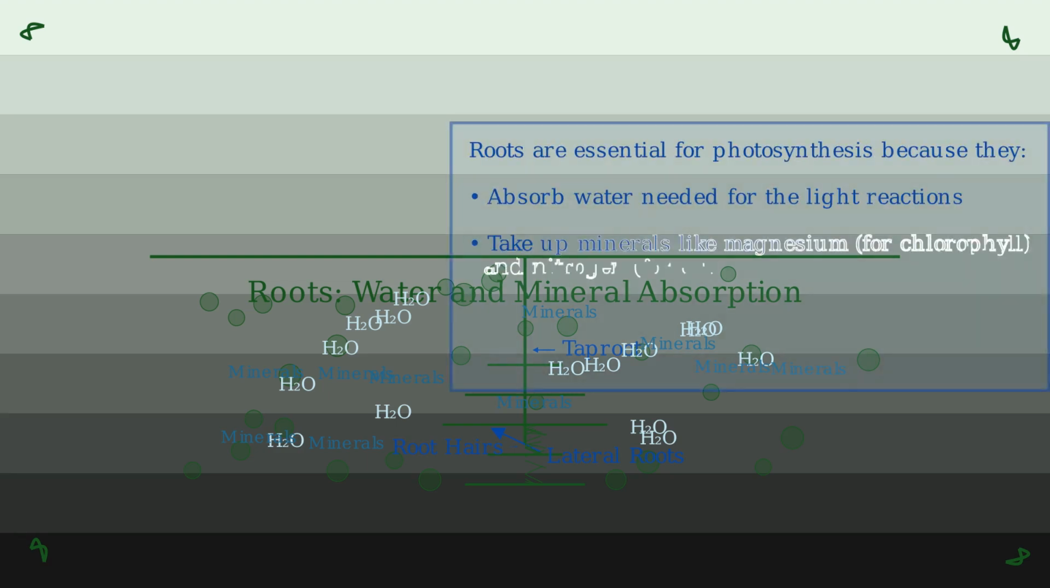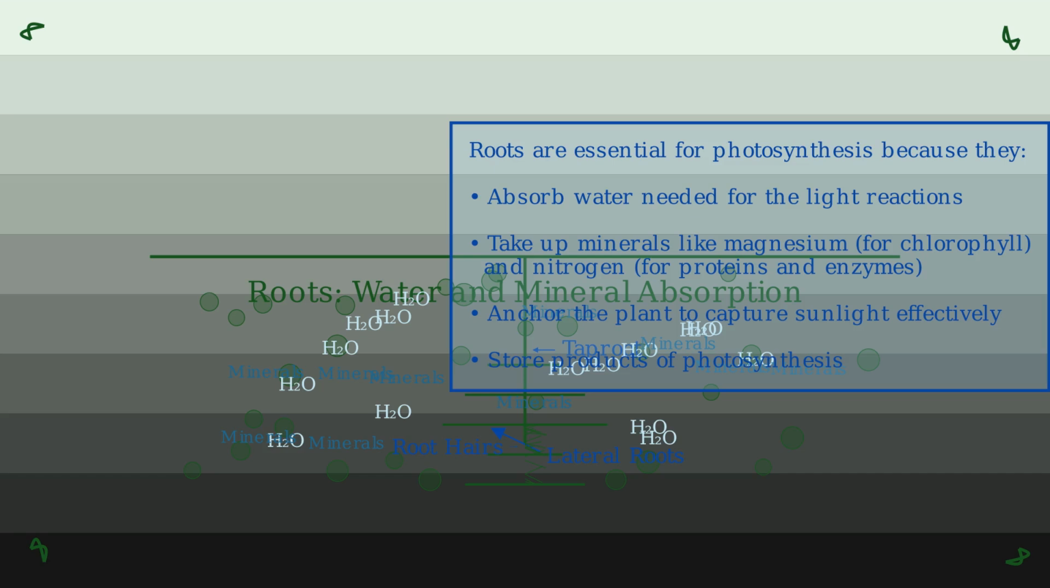The water absorbed by roots is essential for the light-dependent reactions of photosynthesis, where it is split to provide electrons and hydrogen ions. Minerals like magnesium are used to build chlorophyll molecules, while nitrogen is needed for the enzymes that catalyze photosynthetic reactions.